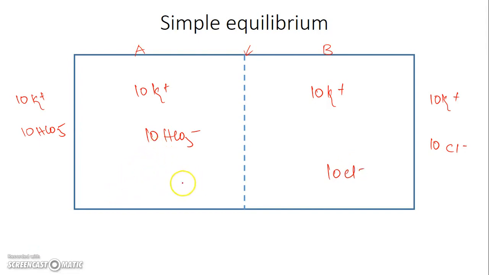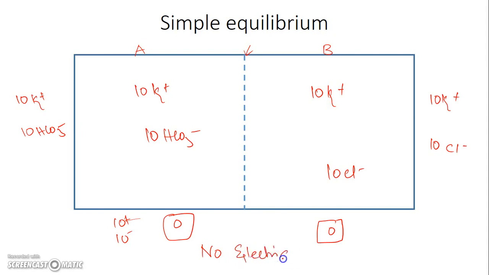Now when we added initially, both the sides are electrically neutral, that is the number of positive ions on both the sides is equal to the number of negative ions. For example, here we have 10 positive and 10 negative, so net charge is 0 here, and similarly 10 positive and 10 negative, the net charge is 0 here. So there is no electrical gradient at this point when we have applied.